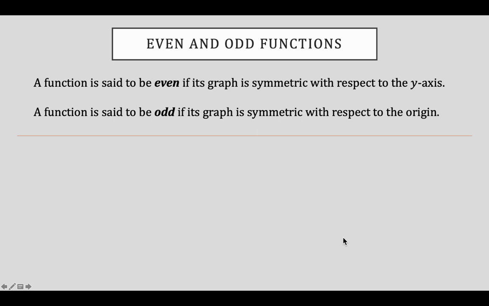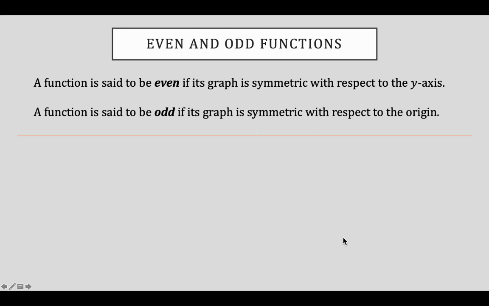Now, this particular topic is only going to apply to functions. And you might recall that we said functions cannot have x-axis symmetry. The reason being, if a graph has x-axis symmetry, then it's not going to pass the vertical line test, which means it can't be a function. So this only has to deal with functions. We are only going to be worried about y-axis and origin symmetry.